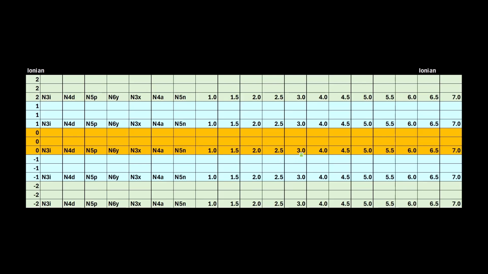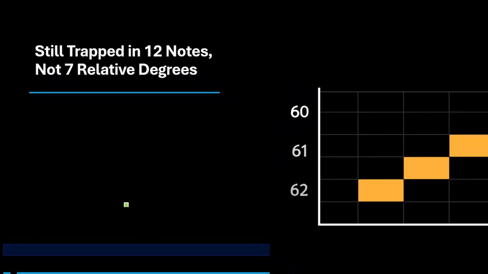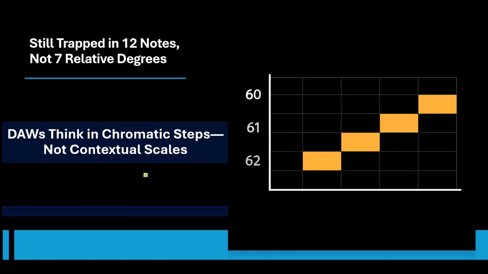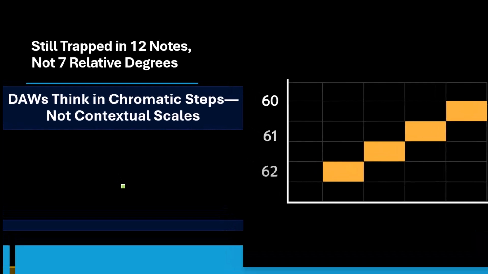because the 3 is the tonic. So the middle row here does not represent middle C or C4 on the piano. It represents from the lowest pitch of the collection of notes that we have chosen to play in, and 12 notes up. I should be able to go back and forth. So still trapped in 12 notes, not 7 relative. So DAWs think in chromatic steps, not contextual scales.